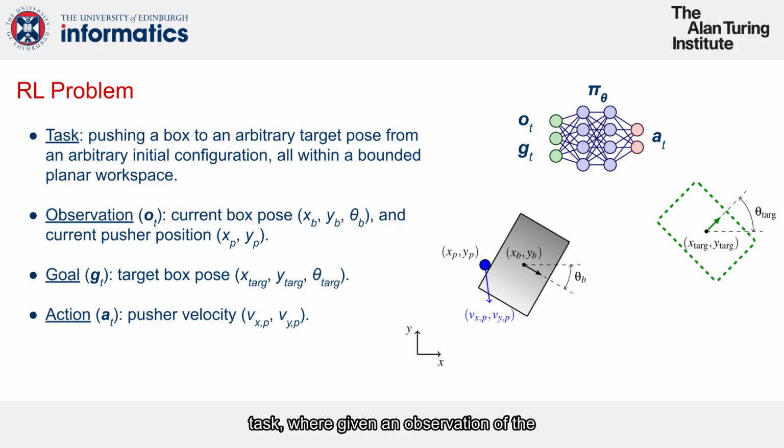We're given an observation of the current box pose and the current pusher position, as well as a target box pose. The policy predicts the x and y velocity of the pusher required to move the box towards the target.